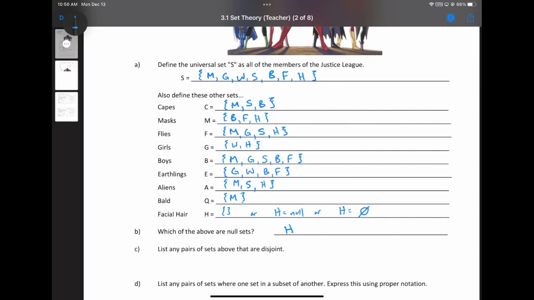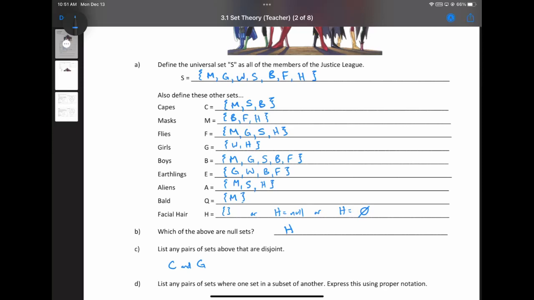Now, I want to point out that those are disjoint, but not necessarily complements of each other. They're not like one and not that thing. So it's not like capes and not capes. It's capes and girls just happen to be disjoint. So I'm going to put down capes and girls. Are there any others?